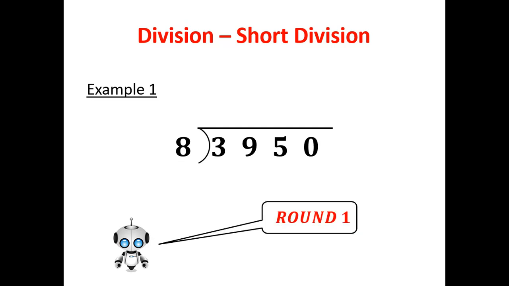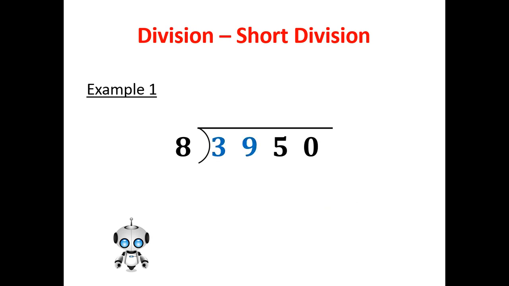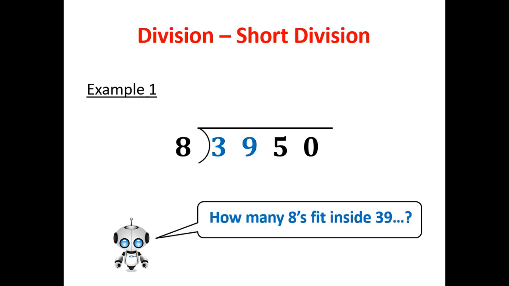Alright, let's get into round 1. We're going to start off with the 39, and we're going to say how many 8s fit inside 39. So let's count up in 8s. 8, 16, 24, 32, 40. Now 40's gone too far, so we're going to count 1, 2, 3, 4. We can't go past 39, so it's 4. So we're going to put a 4 up here.